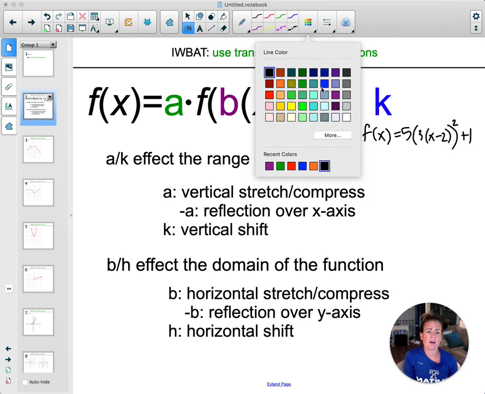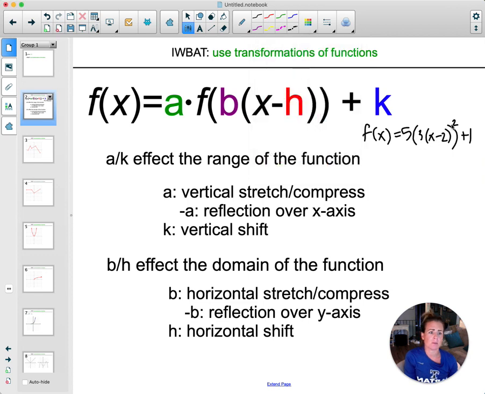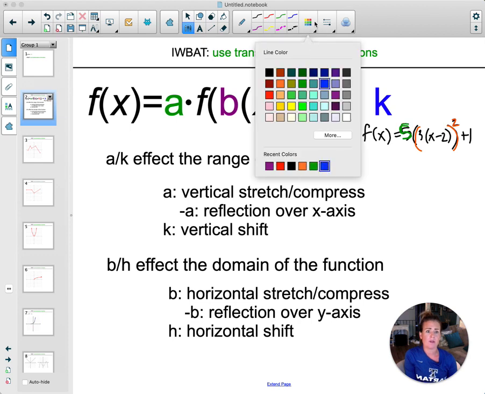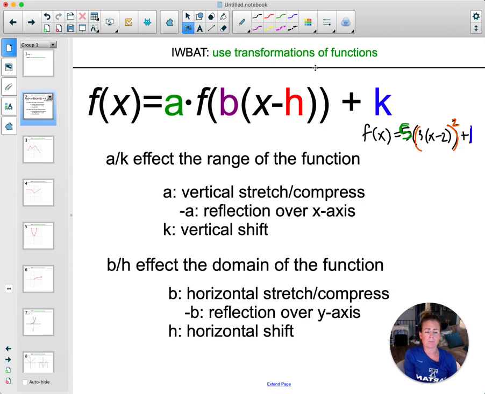So we do have a function in here, the function being this quadratic. Then we can see numbers inside of that quadratic and then outside. The numbers inside are 3 and 2, and the numbers outside are the 5 and the 1. The numbers that are outside of your function, the a and the k value, are going to impact the range, which is the up and down of the graph. So your y values move up and down.